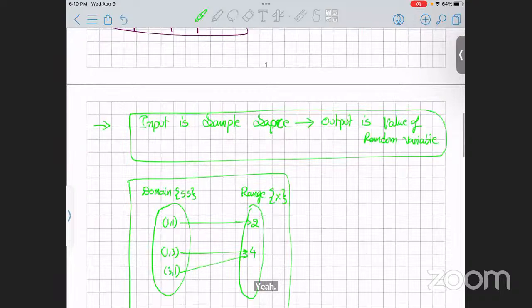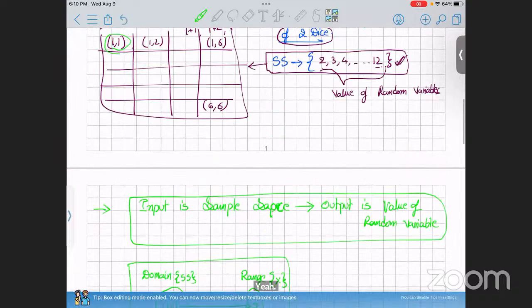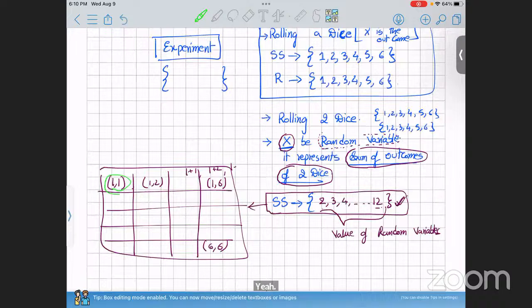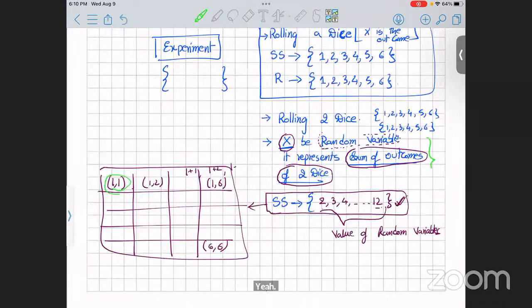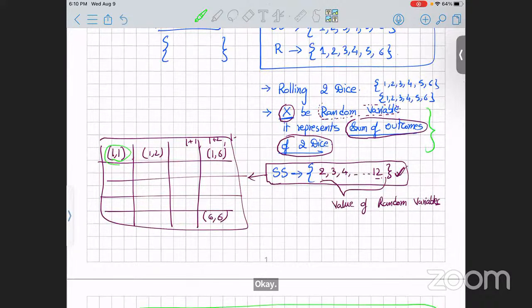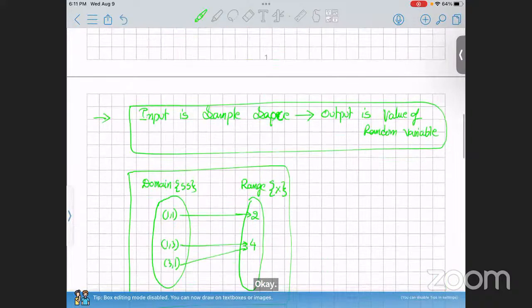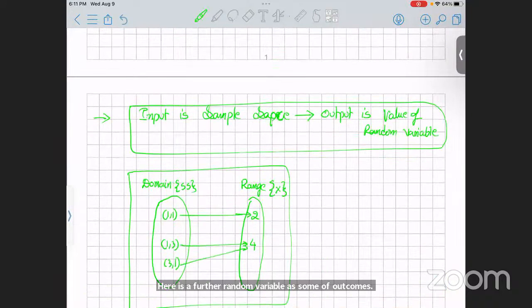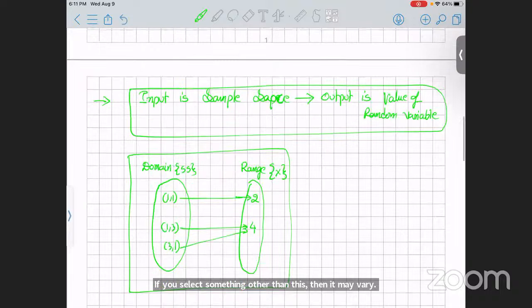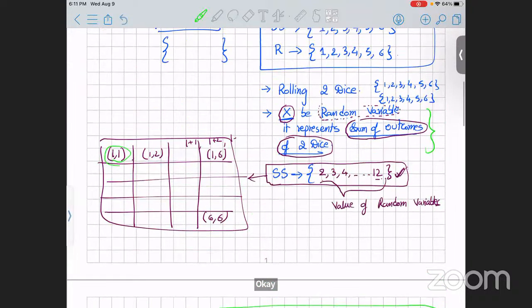It depends upon the selection of the random variable. Here I selected the random variable as the sum of outcomes. If you select something other than this, then it may vary. It depends, not always the sum.